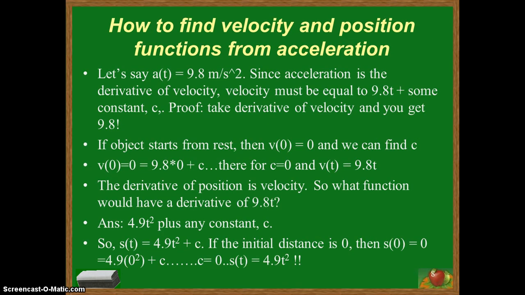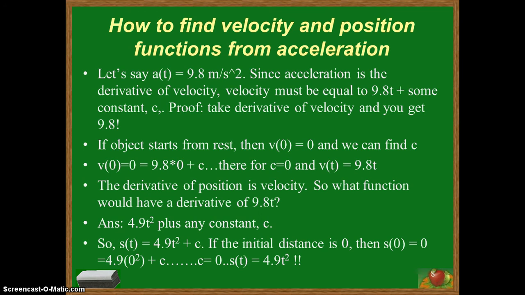How do we use this? If you remember, acceleration is the derivative of the velocity function, and velocity is the derivative of the position function. So let's say I tell you that a of t equals 9.8 meters per second squared. Since acceleration is the derivative of velocity, velocity must be equal to 9.8t plus some constant. Because if I take the derivative of 9.8t, do I not get 9.8, and the derivative of a constant is 0. So let's say that the same object starts from rest. Maybe it's an object that's just dropped.